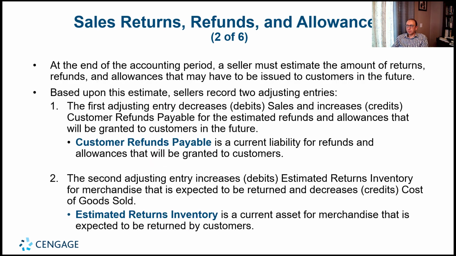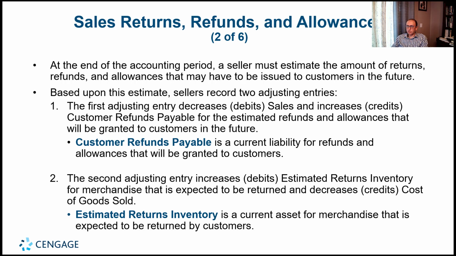So at the end of the accounting period, a seller must estimate the amount of returns, refunds, and allowances that may have to be issued to customers in the future. Based upon these estimates, sellers record two adjusting entries. The first one is related to the customer refund payable, and the other one is related to estimated returns inventory.